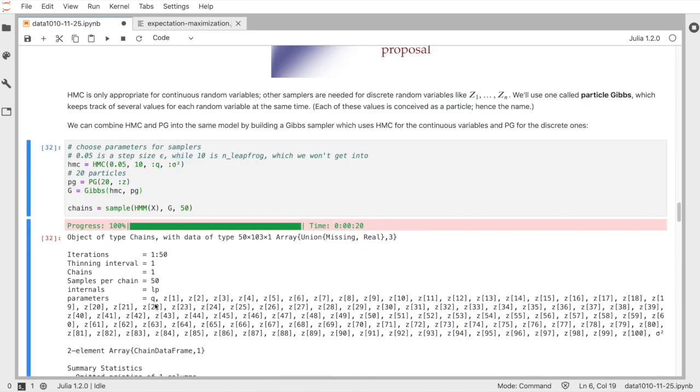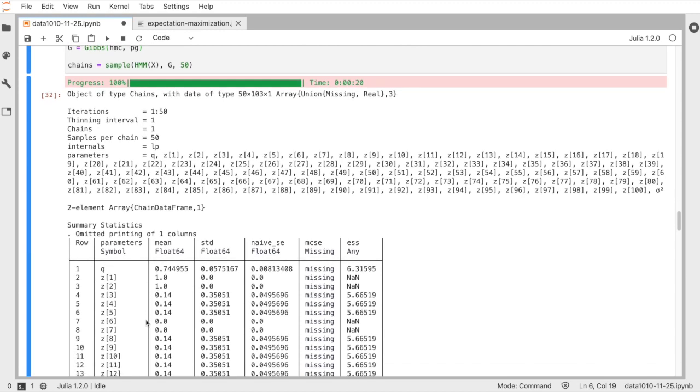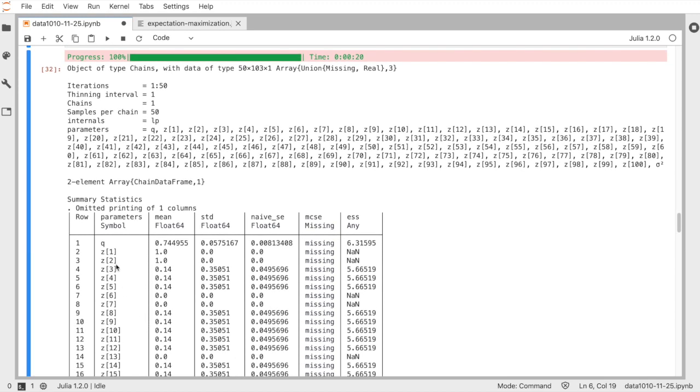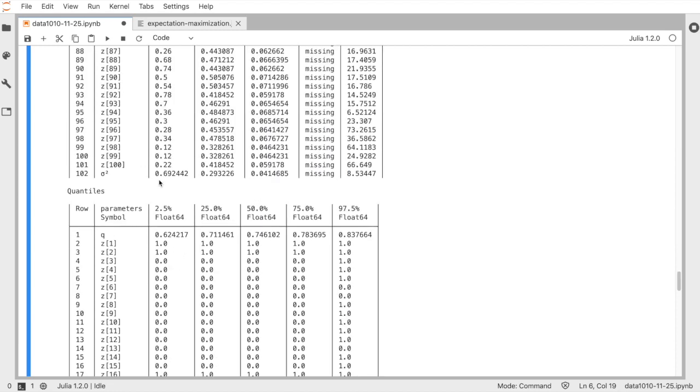So it knows what all the hidden random variables are. It finds the Q, all the Z's, and also sigma squared is listed here. And it does 50 iterations, and it gives you some summary statistics for each variable, indicating the values that it got over those 50 iterations. For example, Q has a mean of about 74% with a standard deviation of about 0.05. Some of the Z's never changed, like Z6 and Z7 were always zeros for all 50 iterations, so there's a standard error here of 0. And sigma squared is estimated to be about 0.69.